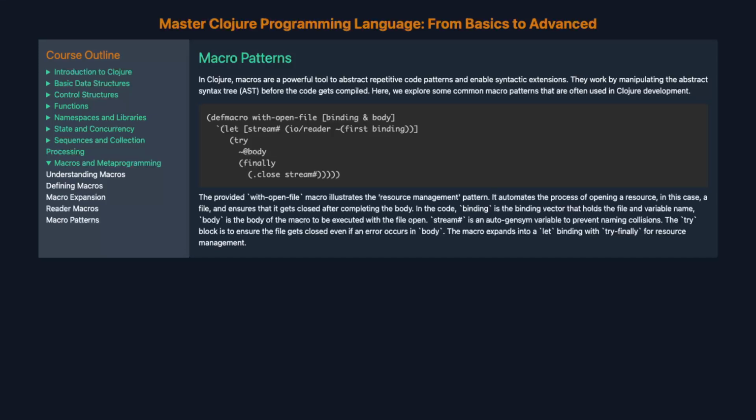stream-sym is an auto-generated symbol variable to prevent naming collisions. The try block is to ensure the file gets closed even if an error occurs in body. The macro expands into a let binding with try finally for resource management.